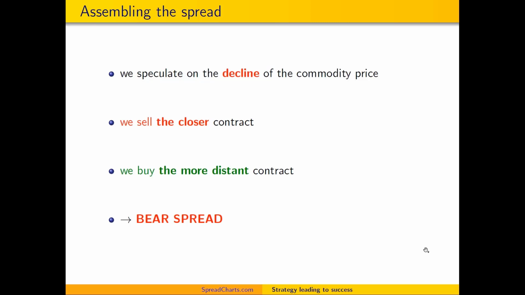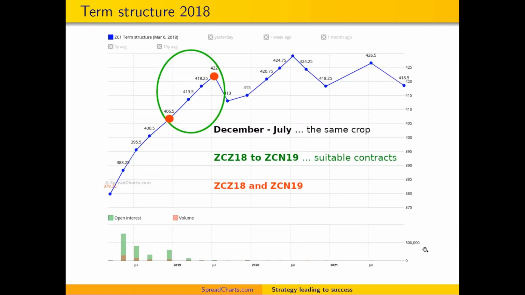As we expect corn price to fall in our example, we sell the closer contract as it is more sensitive and buy the more distant contract as a hedge. In other words, we create a bear spread. We selected the July and December expirations, which is the widest possible combination of contracts within a single crop. Our bear spread is, therefore, July 2019 minus December 2018.